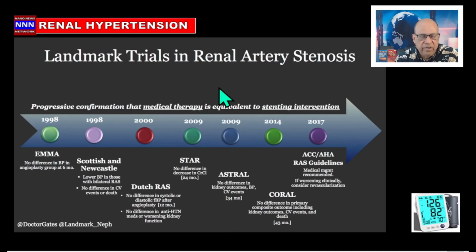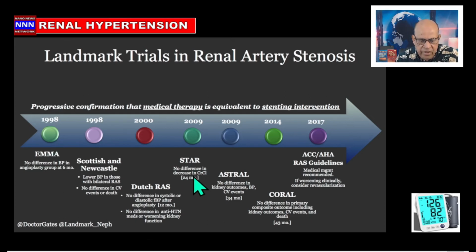Patients who underwent intervention, from 1998, 2000, 2009, 2014, 2017, there were several different studies done for renal artery stenosis in different parts of the world, but the overall composite result is not that impressive. It's not that helpful. For example, here, 1998, no difference in blood pressure in the angioplasty group at 6 months versus the control group.